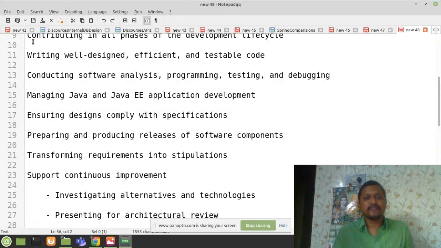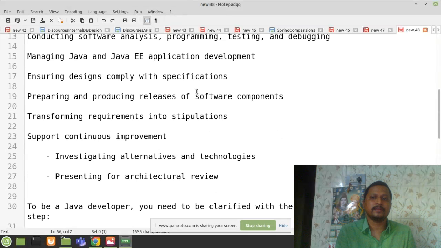And also transforming the requirement into stipulations. Stipulations is in the sense he must be able to transform the requirement in a right way and in a correct way, and also he must support continuous improvements like investigating the alternatives and technologies, and also presenting for architectural reviews. All those things, he must have those roles and responsibilities in the development life cycle.